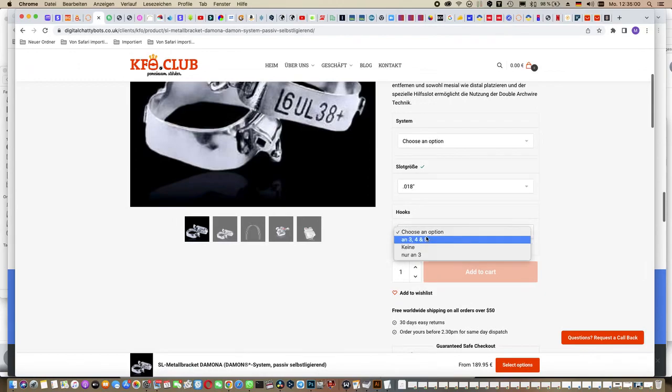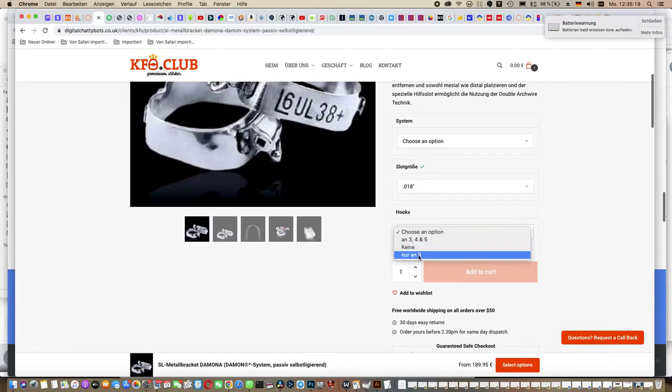Here, please change the order. So you have it here from the size, from small to big. So we would have it here like no hooks, hooks on 3, and then on 3, 4, 5. Yeah. So from small to high. Okay. So no, 3, 3, 4, 5 in that order. Okay.